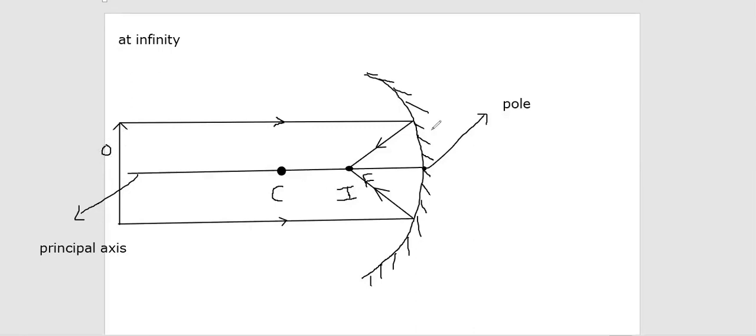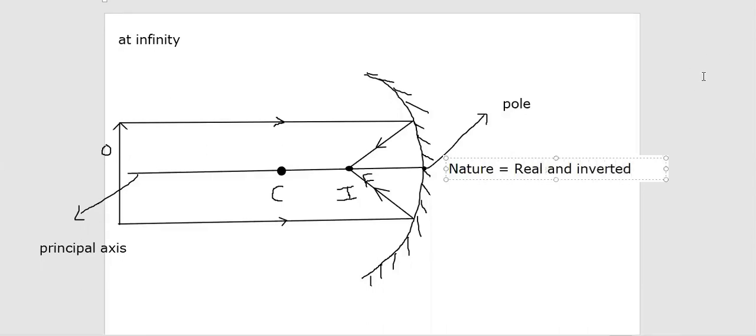Understood, everyone? Okay, so I'll tell you what we have learned in this one. If an object is at infinity, what will be the nature of the image? The nature of the image will be real and inverted.